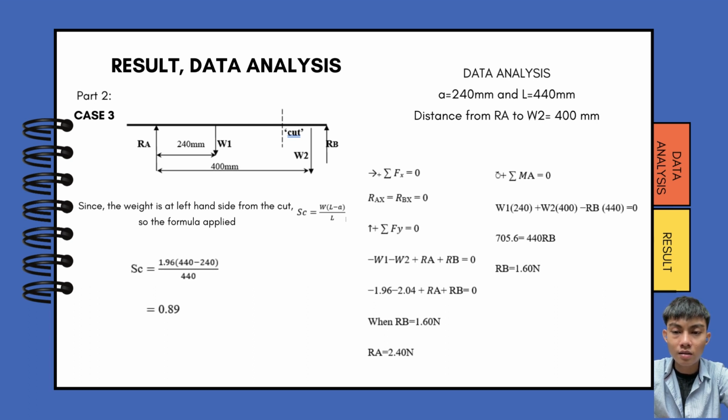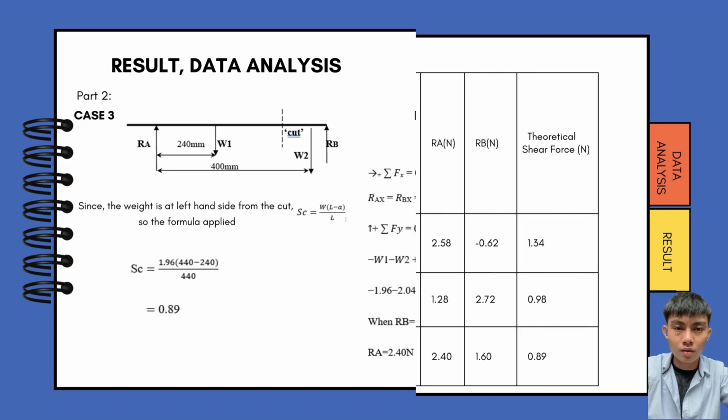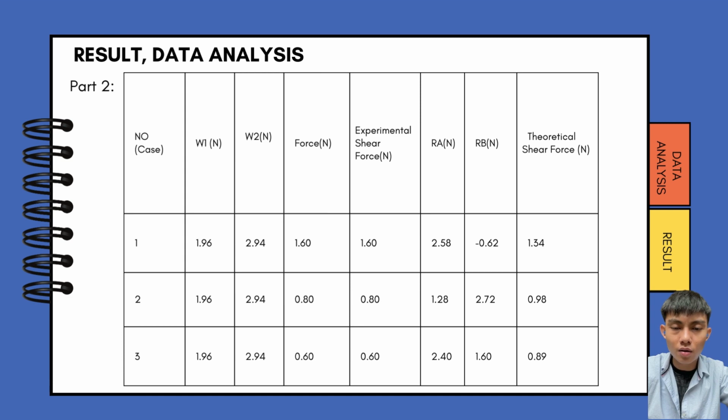0.9 N. Hence we apply the same formula: total vertical force Fy equal to 0 and the bending moment at the point A equal to 0. Using the basic formula, we can see clearly RA equal to 1.28 newtons and RB equal to 2.72 newtons. After we complete all the experiment part 1, part 2 and part 3, we finalize all the values and record them in the table.